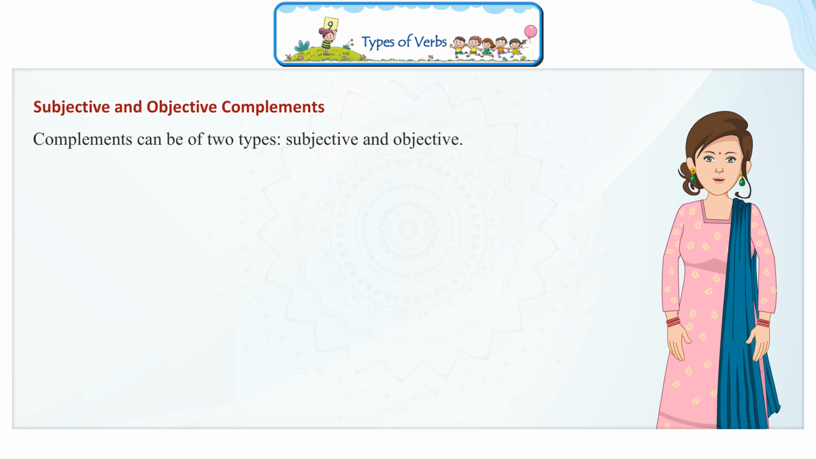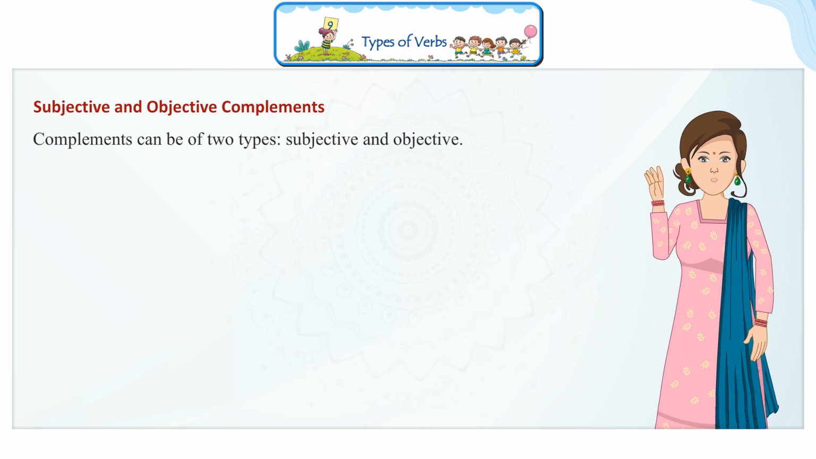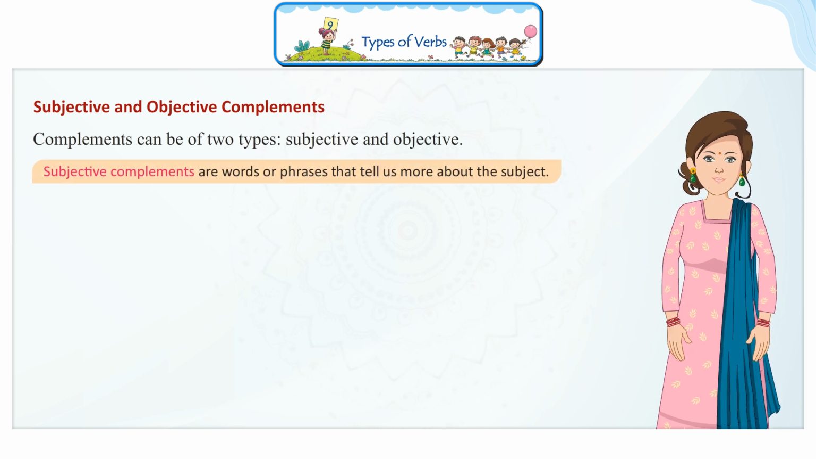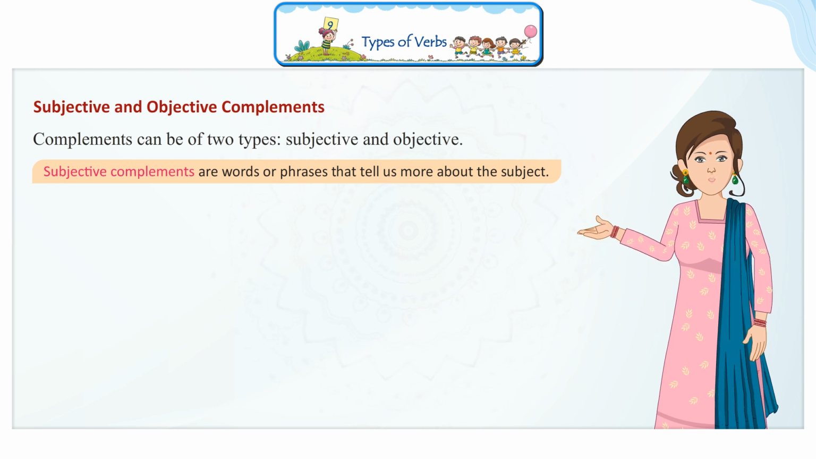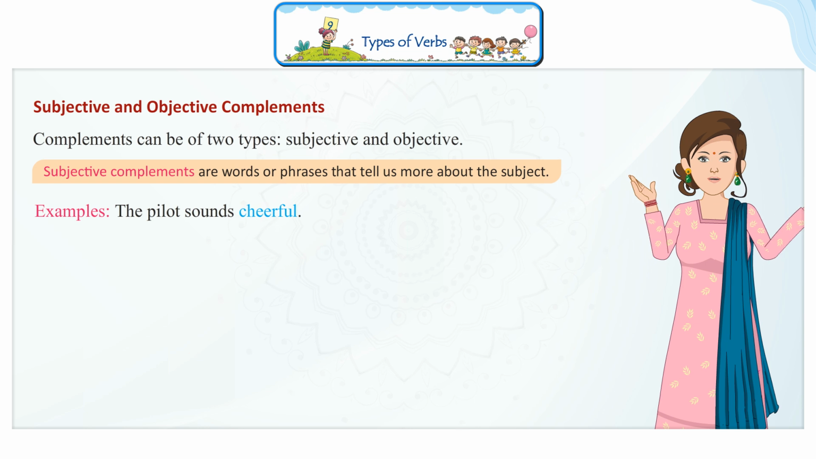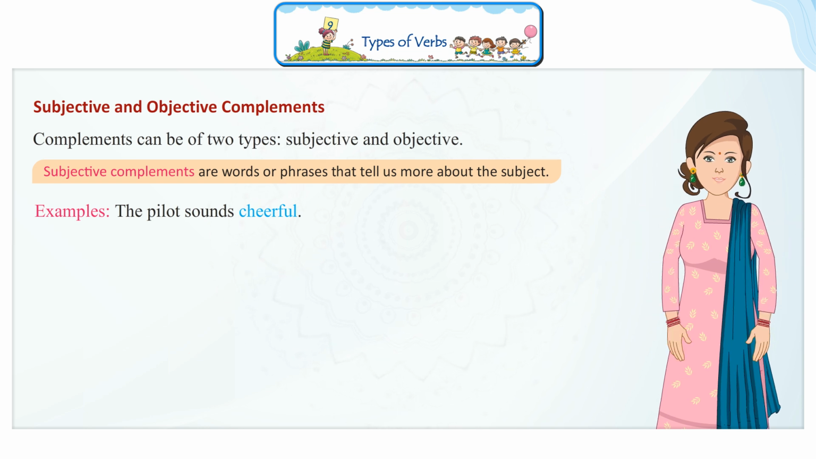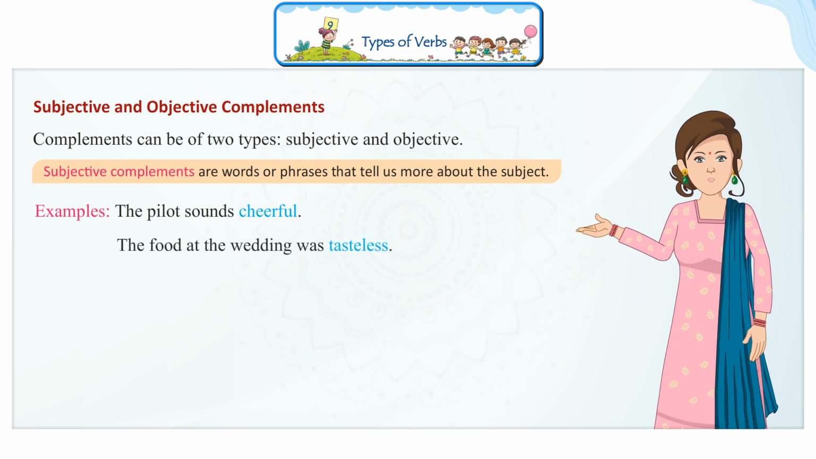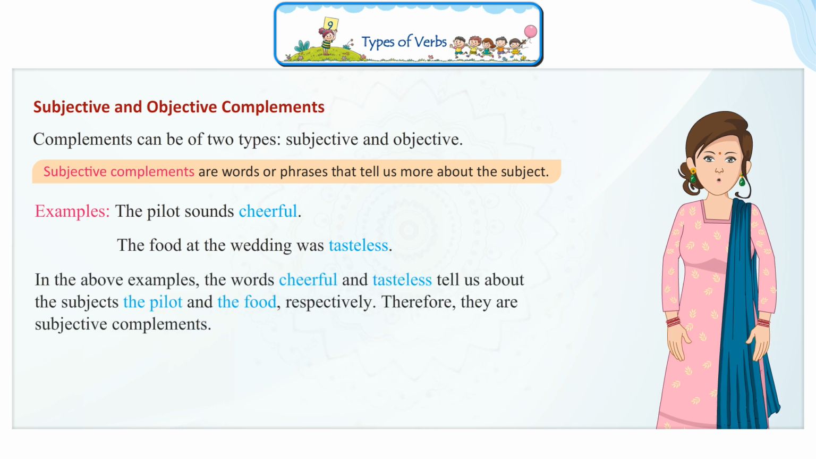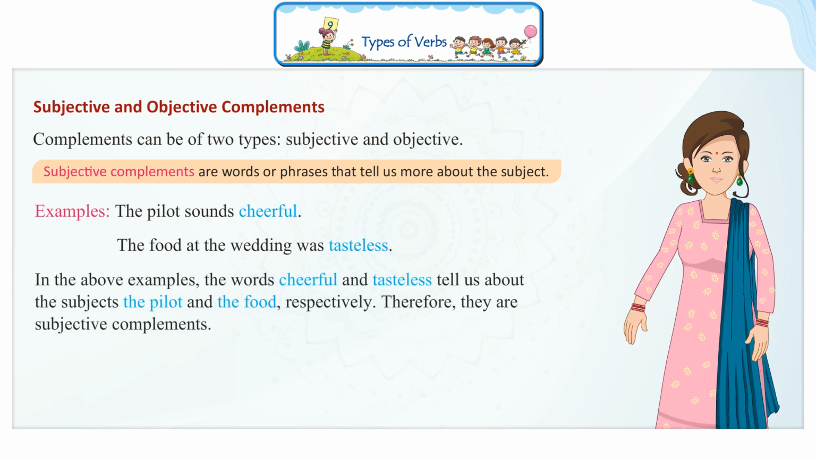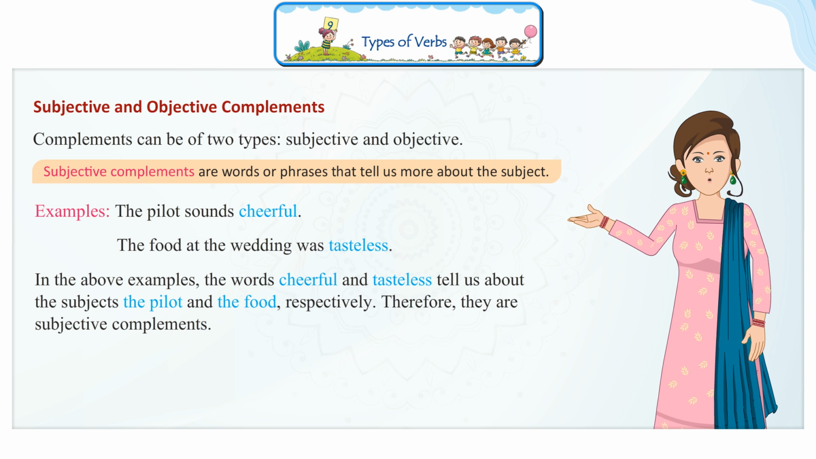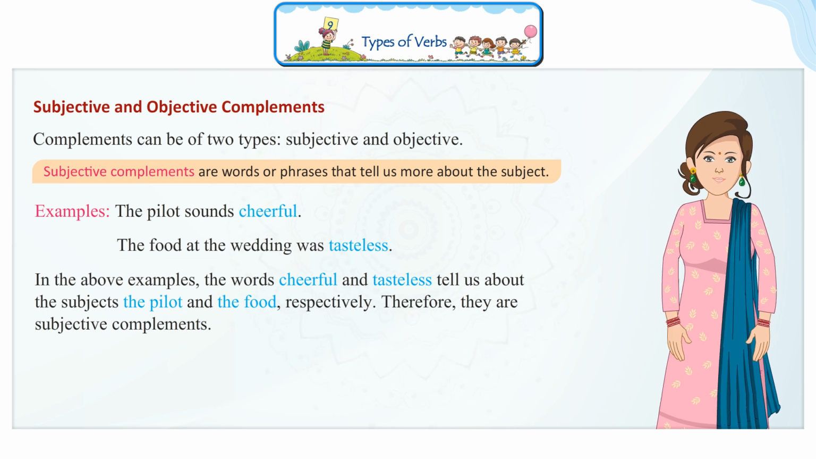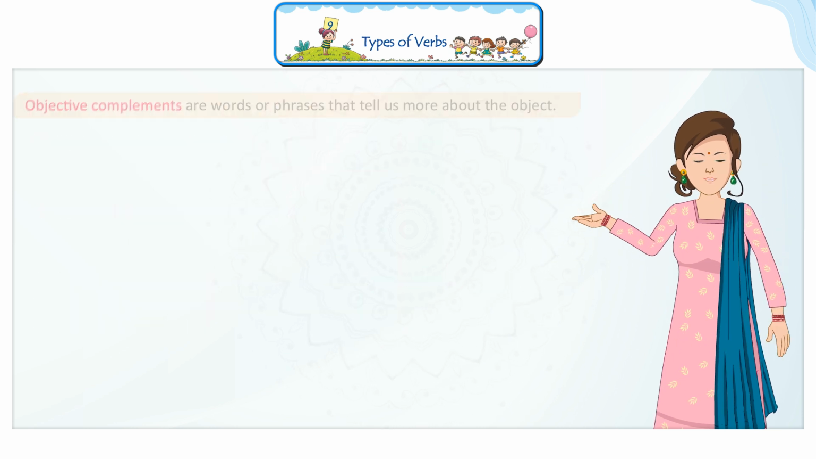Subjective and objective complements. Complements can be of 2 types, subjective and objective. Subjective complements are words or phrases that tell us more about the subject. Examples: The pilot sounds cheerful. The food at the wedding was tasteless. In the above examples, the words cheerful and tasteless tell us about the subjects, the pilot and the food respectively. Therefore, they are subjective complements.